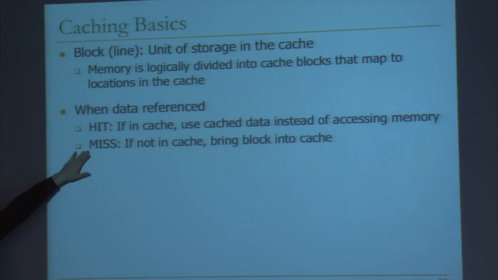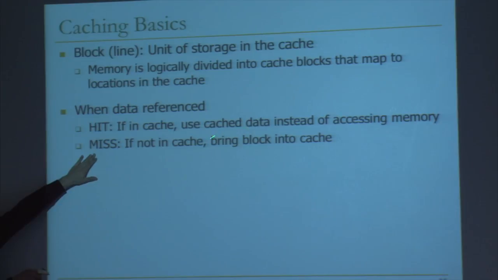A hit or miss, I've assumed that you know this, but let's define it. When a data element is referenced, if it's in the cache, this means it's a hit, and then you can use the cache data instead of accessing memory. If it's not in the cache, then this means it's a miss. To check whether it's in the cache, you need to look up some metadata, which is also called a tag store. That basically determines if the referenced data is a hit or miss.